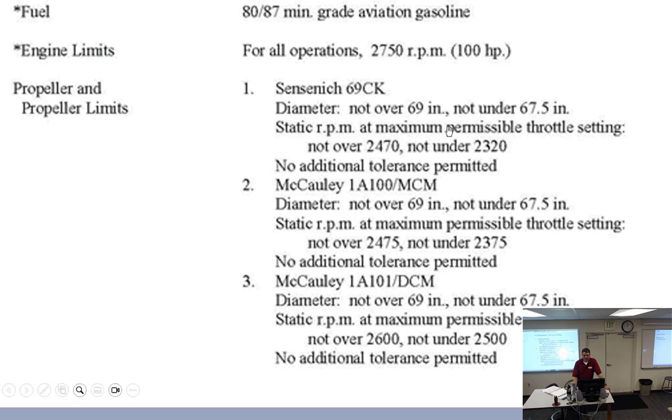Static RPM at maximum permissible throttle setting is not over 2470 and not under 2320. So when I'm doing an annual inspection on this, I'm going to run it up, and it better be more than 2320, and it better be at or below 2470, I should say. All right, so you can have that one.